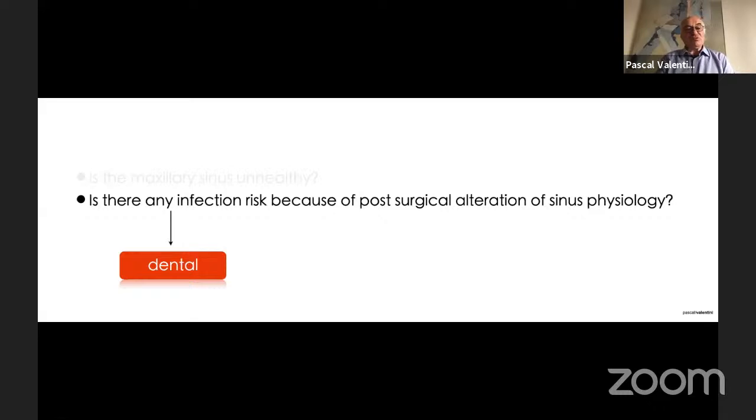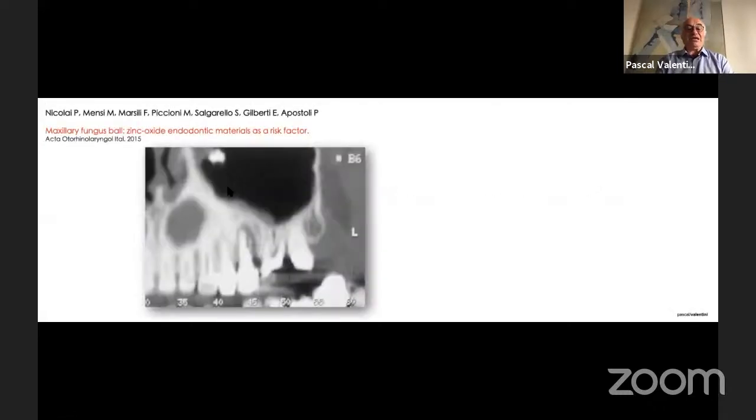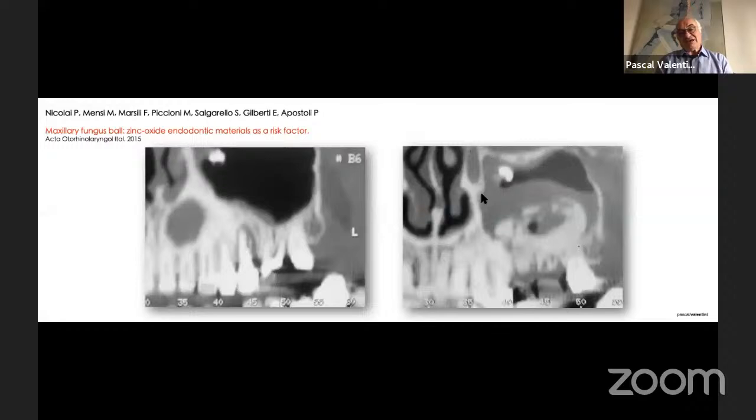Now, the second question we have to ask ourselves: is there an infection risk because of post-surgical alteration of sinus physiology? We have several reasons for this. First, dental reasons. Here we have some endodontic paste remnant within the sinus cavity. In case we graft this area, the risk is to get an aspergillosis, as we had here.